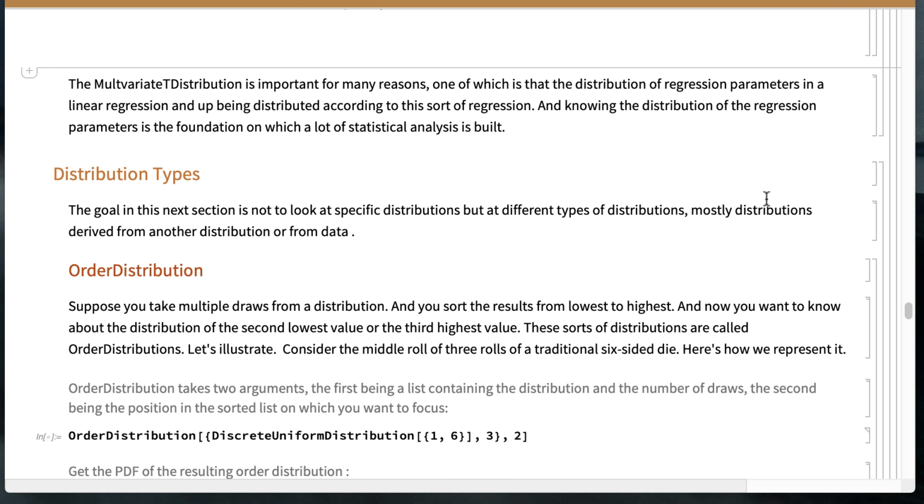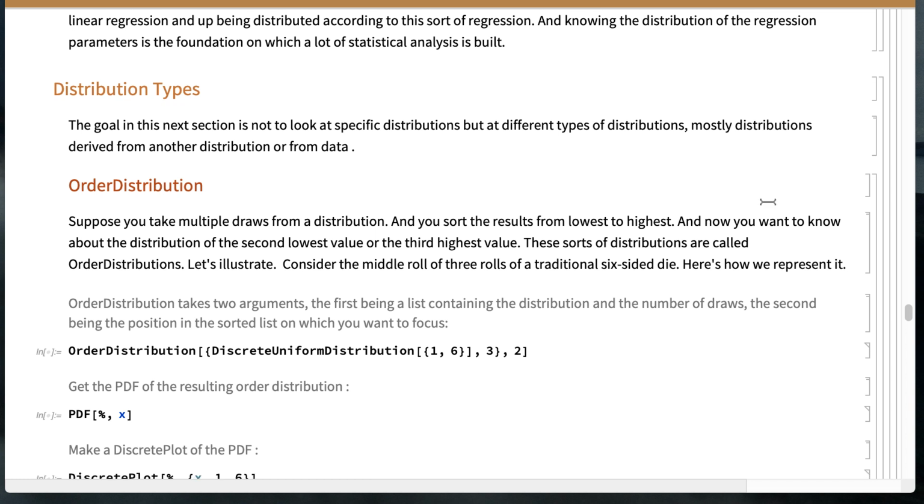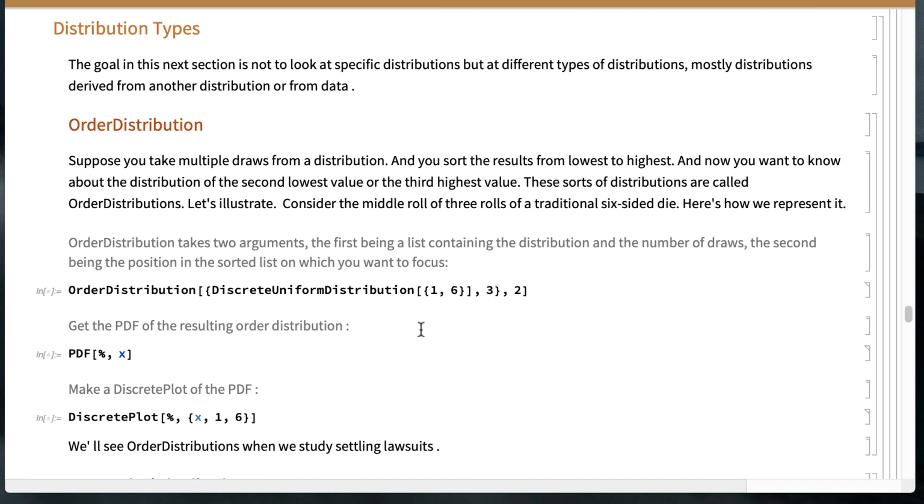Okay, let's look now not at specific distributions, but at types of distributions or derived distributions. The first one I want to talk about is an order distribution. Supposing you take multiple draws from a distribution. Maybe I have a die and I roll it 5 times, and I then sort those results from lowest to highest. And I want to know what is the distribution of the second lowest value, or what's the distribution of the third highest value. These sorts of distributions are called order distributions.